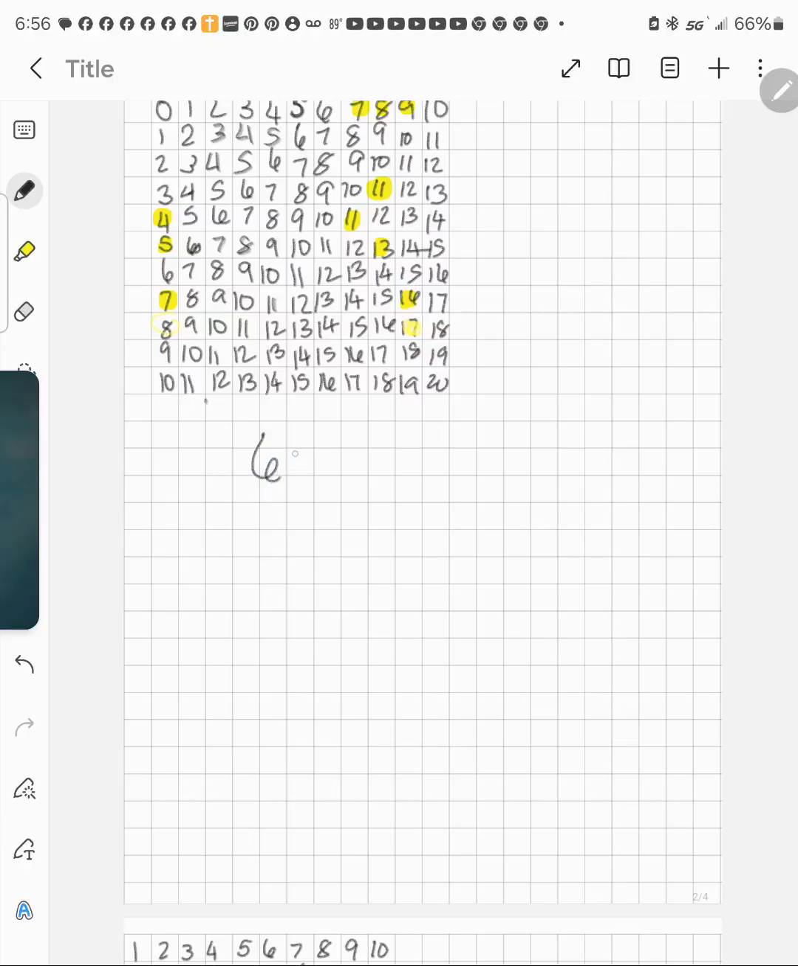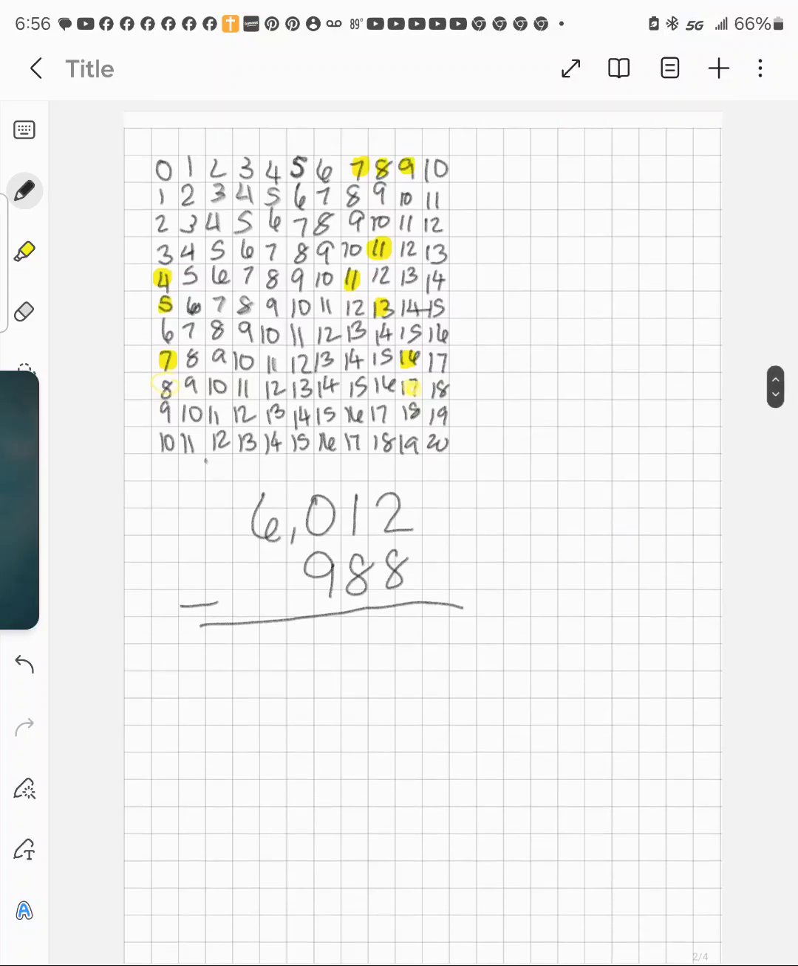Let's do another practice problem with using this adding chart. I'm going to say 6,012 minus 988. Now, one thing about 4th grade math, you will have to do a lot of regrouping. A lot of regrouping sometimes. And that's perfectly fine because you'll be okay. Especially if you're using your adding chart or if you just know your subtraction facts by heart.